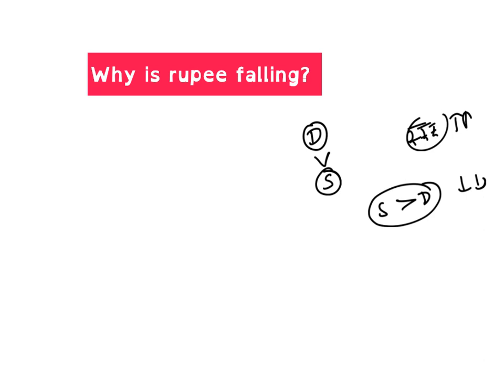So overall, if there is more demand for rupee, the value goes up. If there is more supply, the value goes down. Very simple, right? You go to a fish market, more number of people, less amount of fish available, the price of fish goes up. Fewer number of people go to market, there is a lot of fish available, the price of fish goes down. The same thing happens even with rupee.